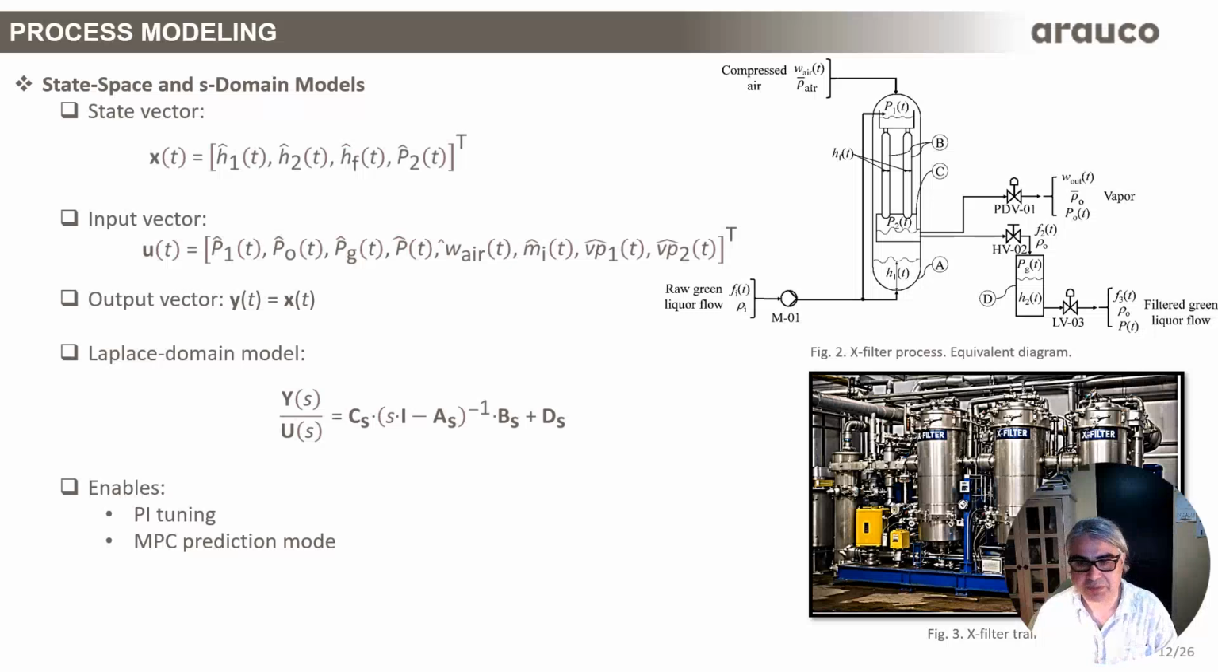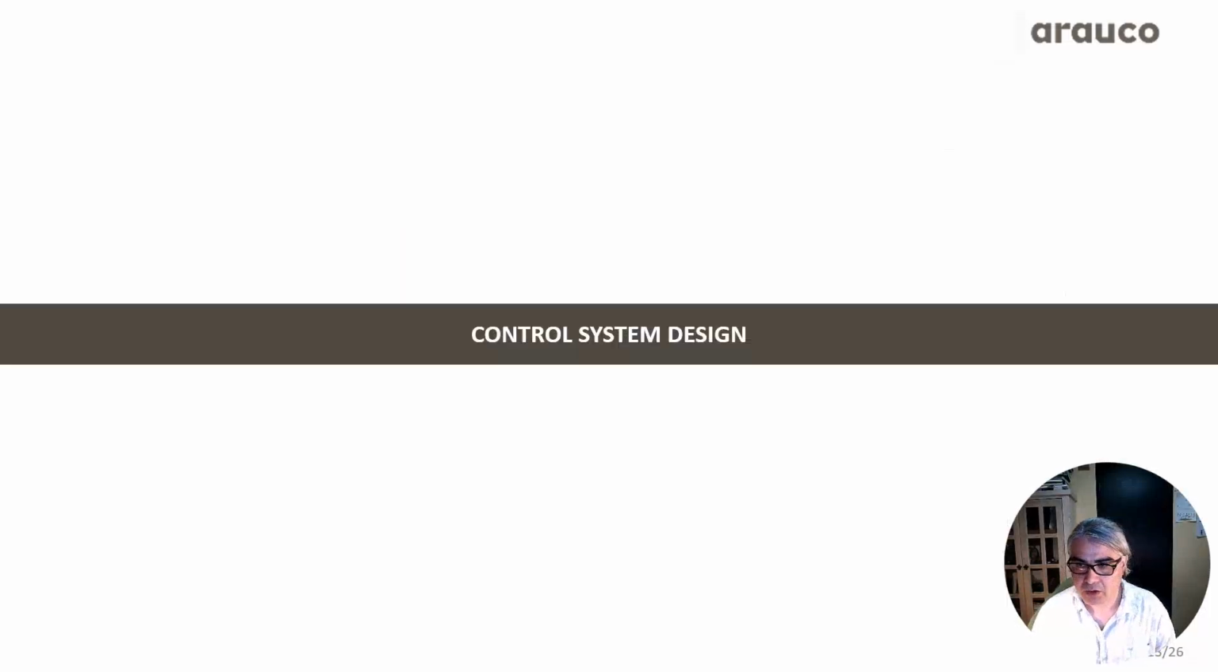The final modeling step is transforming the linearized state space model into the Laplace domain. This yields a complete multivariable transfer function matrix describing the relationship between all inputs and outputs. This representation is essential for classical control analysis and forms the predictive model used by the MPC. With this multivariable dynamic model established, the next section focuses on the design of PI and MPC controllers to regulate the X-filter process.